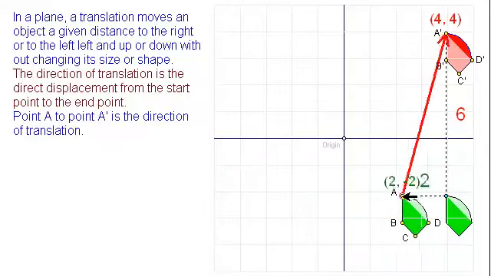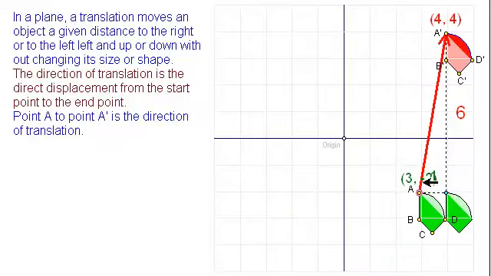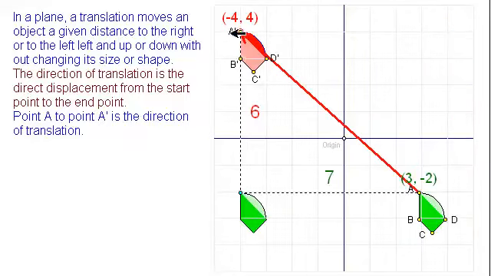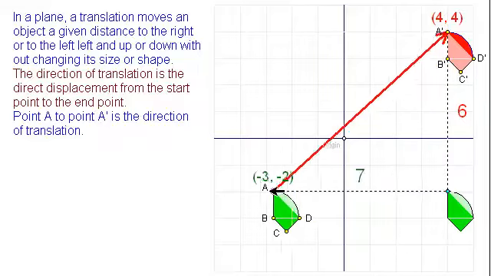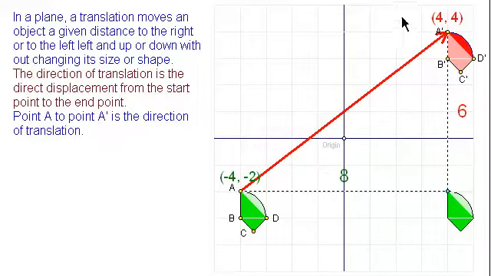So if we change the location of this, let us move this to this point and this to this point, the direction of displacement is going to be different than what we have before. Let me go back to another time, 6 units that way and 8 units this way.